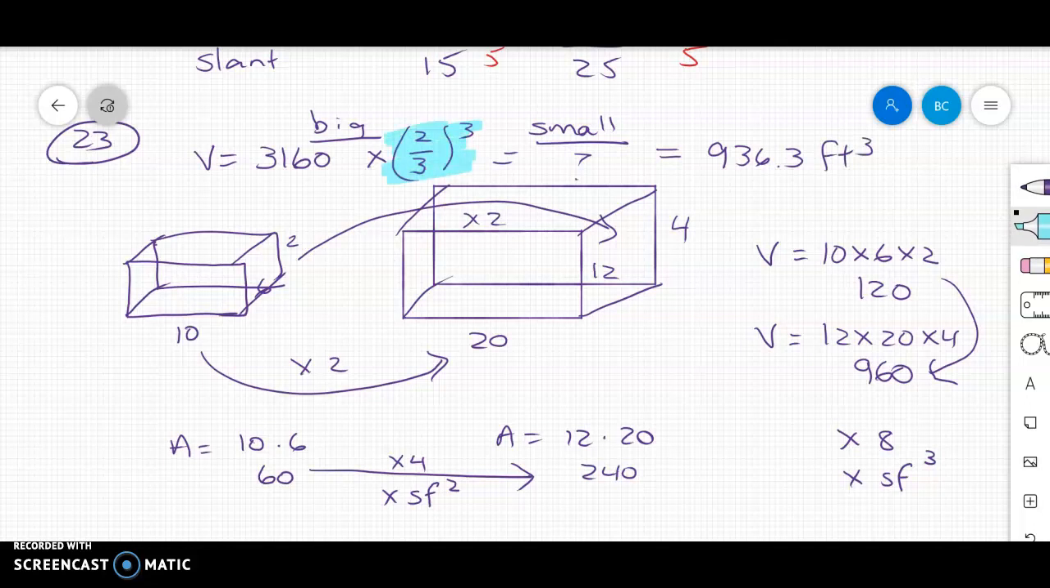I'm going to go back to this for just a second. Remembering what we're doing with exponents, this is going to be 2/3 times 2/3 times 2/3. So 2/3 cubed is 8/27. So I multiply 8/27 times 3,160 and get this answer.